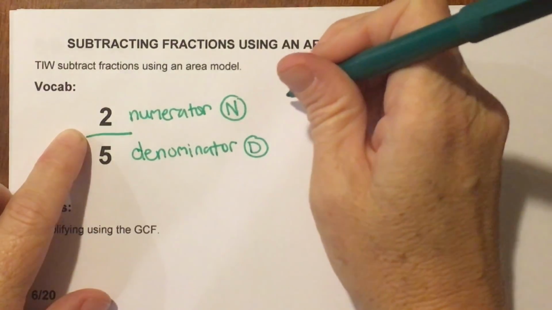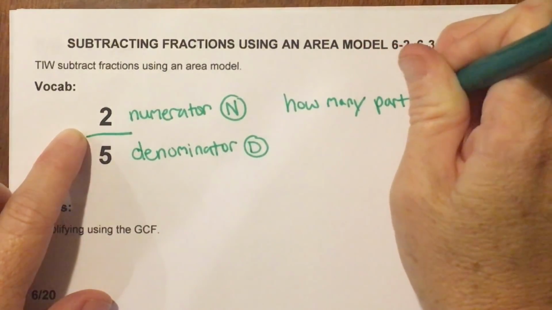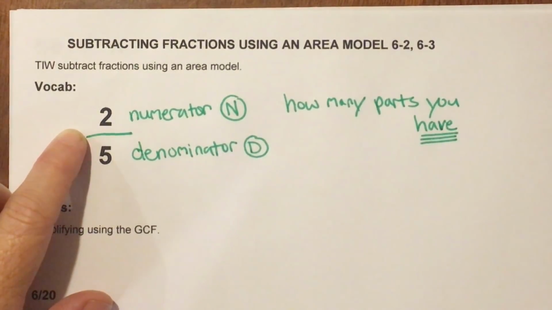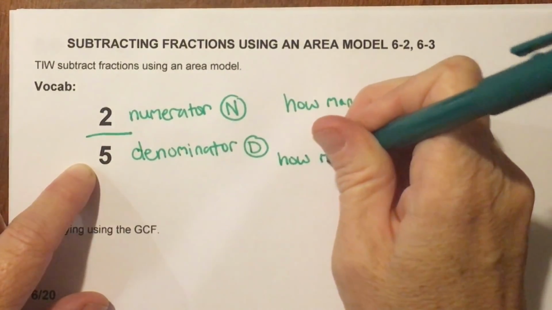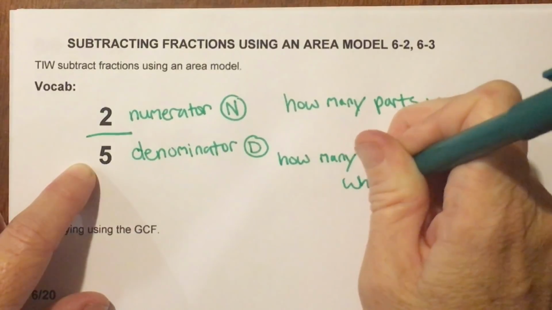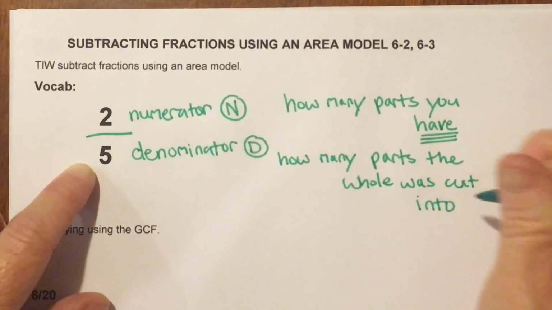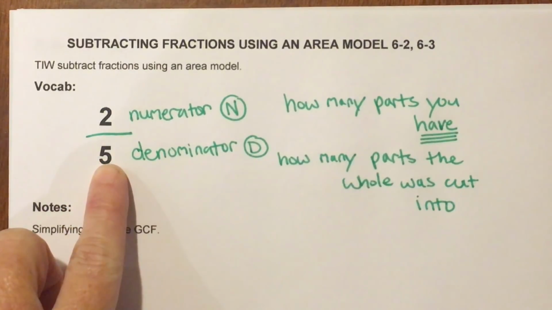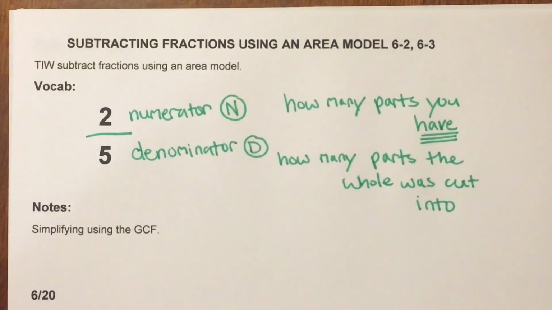So the numerator's job tells you how many parts you have. That's the key. How many parts you have. Where the denominator's job tells you how many parts the whole was cut into. So for example, this means this cake or this pizza was cut into 5 pieces, but we only have 2 of the pieces. Okay, so just a quick reminder of what that is.